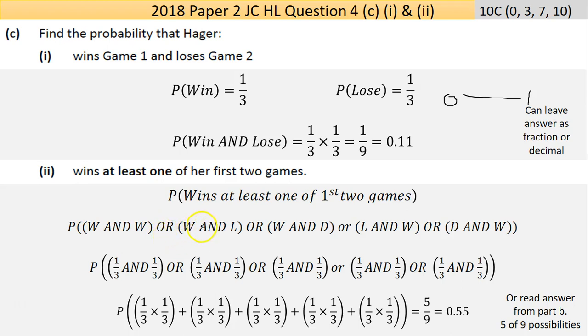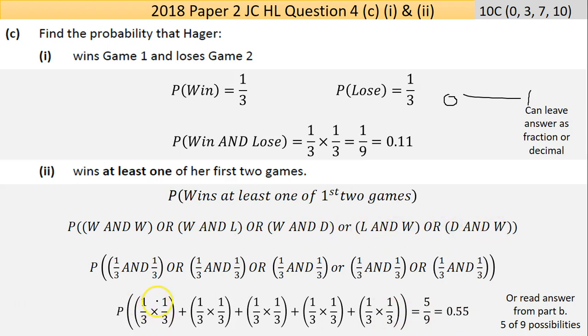Winning and losing. Or it could have been winning and drawing, or it could have been losing and winning, or it could have been drawing and winning. But each one of them is the same thing. It's a third by a third, a third by a third, a third by a third, a third by a third.